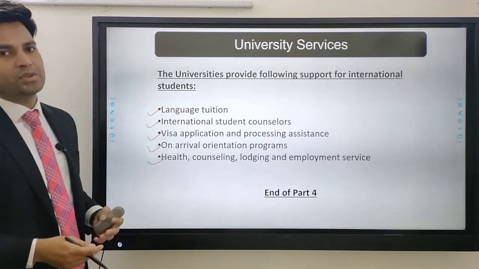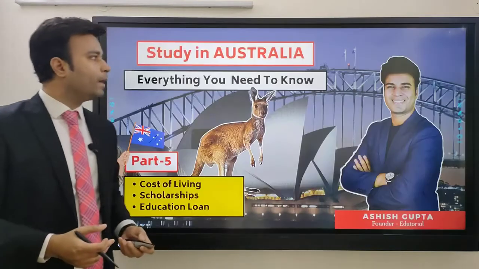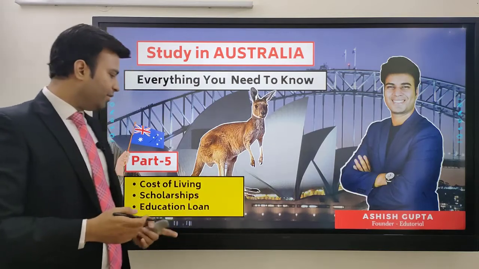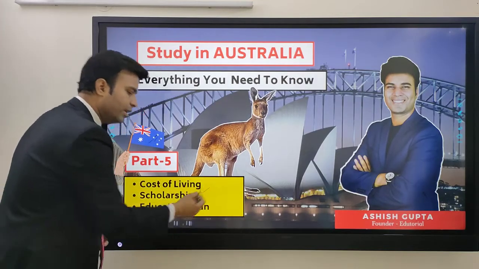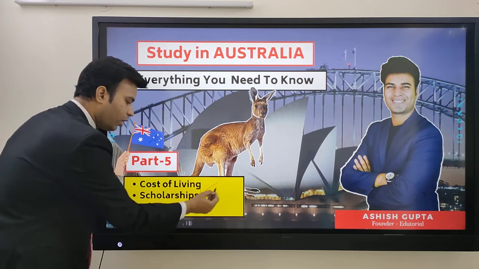So with this we have reached the end of part 4. I'll meet you in part 5, wherein I'll be telling you about the cost of living in Australia, about scholarships and education loans.